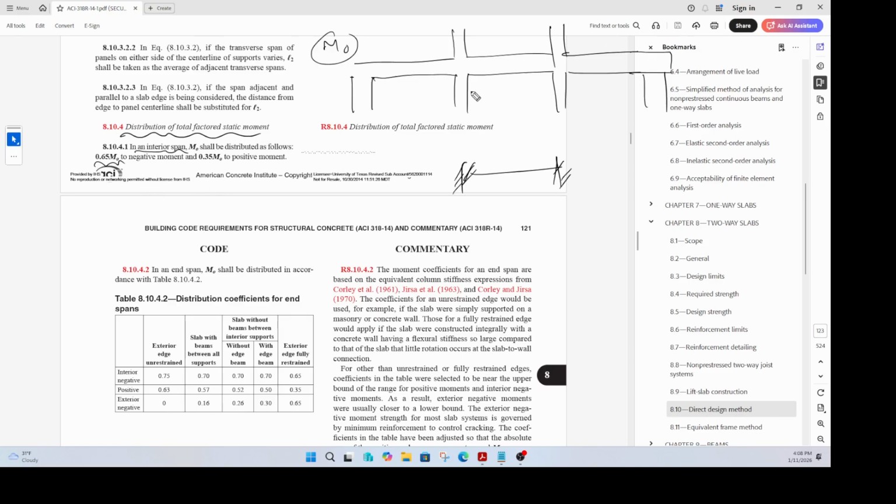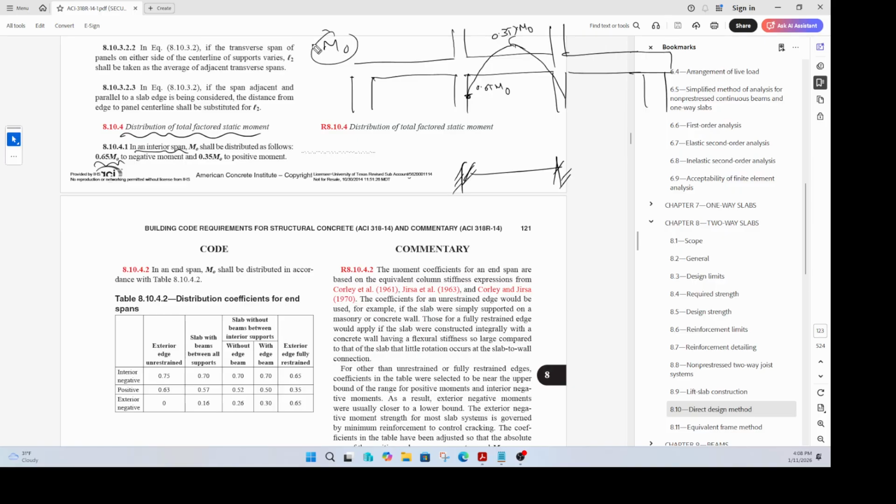0.65 times M naught you distribute to the negative region, and 0.35 times M naught you distribute to the positive region. So this value, from here to here, is 0.65 times M naught, whereas the positive is 0.35 times M naught, right?